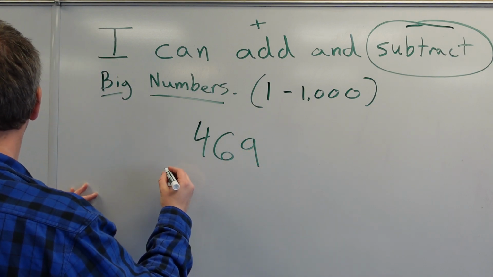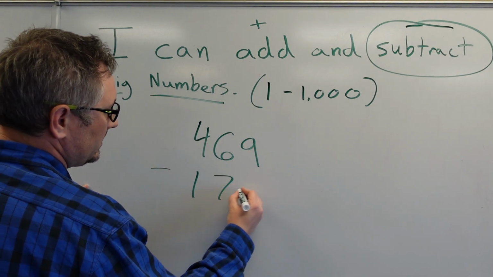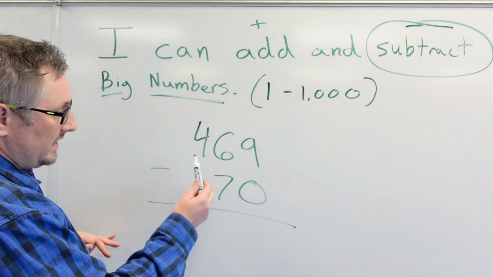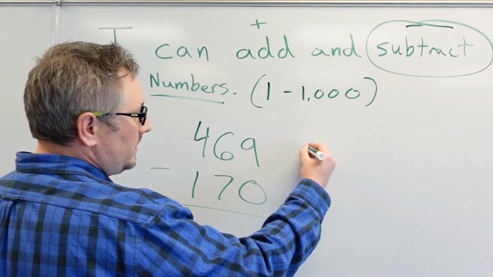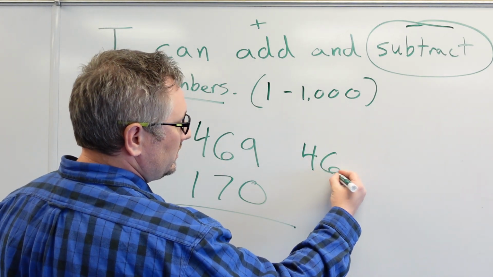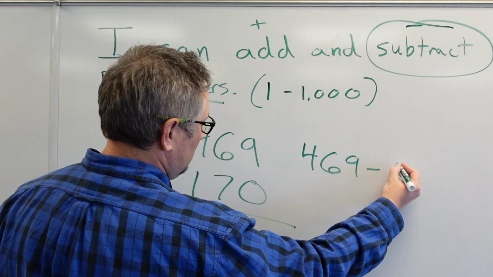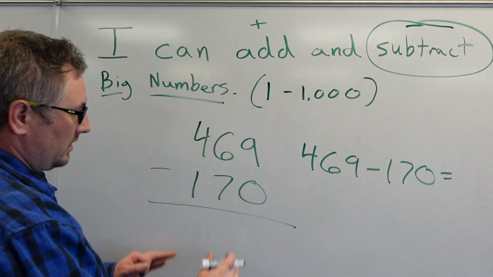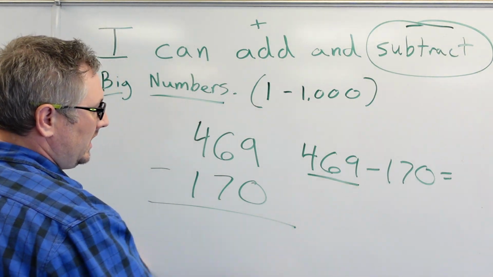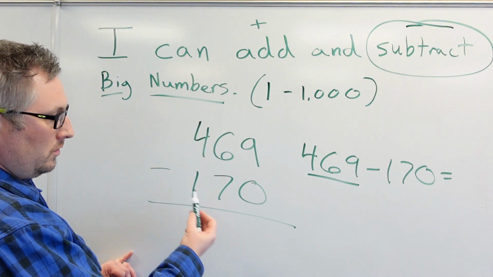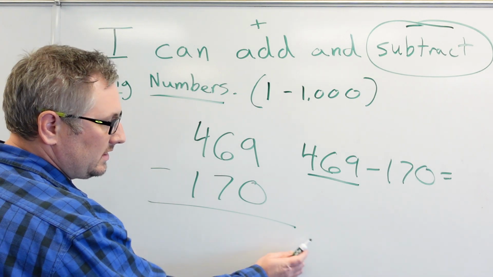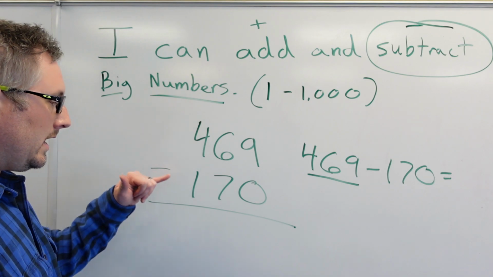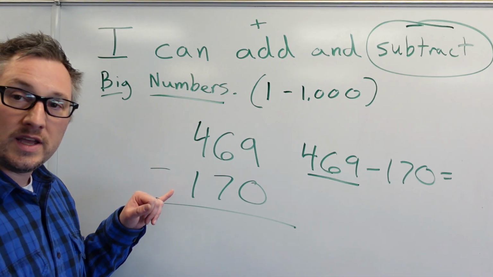469 minus 170. The first thing that you should know is that this is just like a problem written horizontally, but instead it's written vertically. You have 469, you have your subtraction symbol, you have 170, and then you have that line at the bottom, which is like an equal sign. So the problem is 469 minus 170.